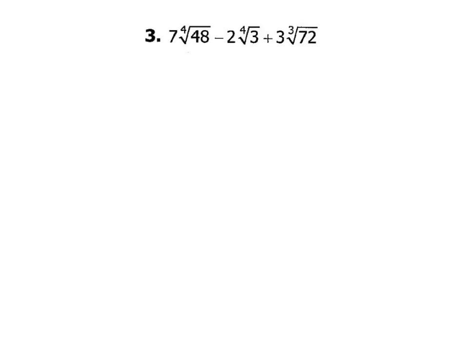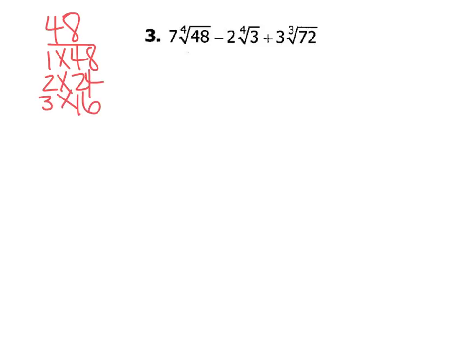All right, number 3. We first want to start by simplifying all of our radicals. So start with the fourth root of 48. Look for factors of 48 that are perfect fourths. So 1 times 48, none of them are perfect fourths. 2 times 24, nope. 3 times 16, yes, 16 is a perfect fourth. We know 2 to the 4th power gives us 16. So those are the factors that we want to use to break down the fourth root of 48.